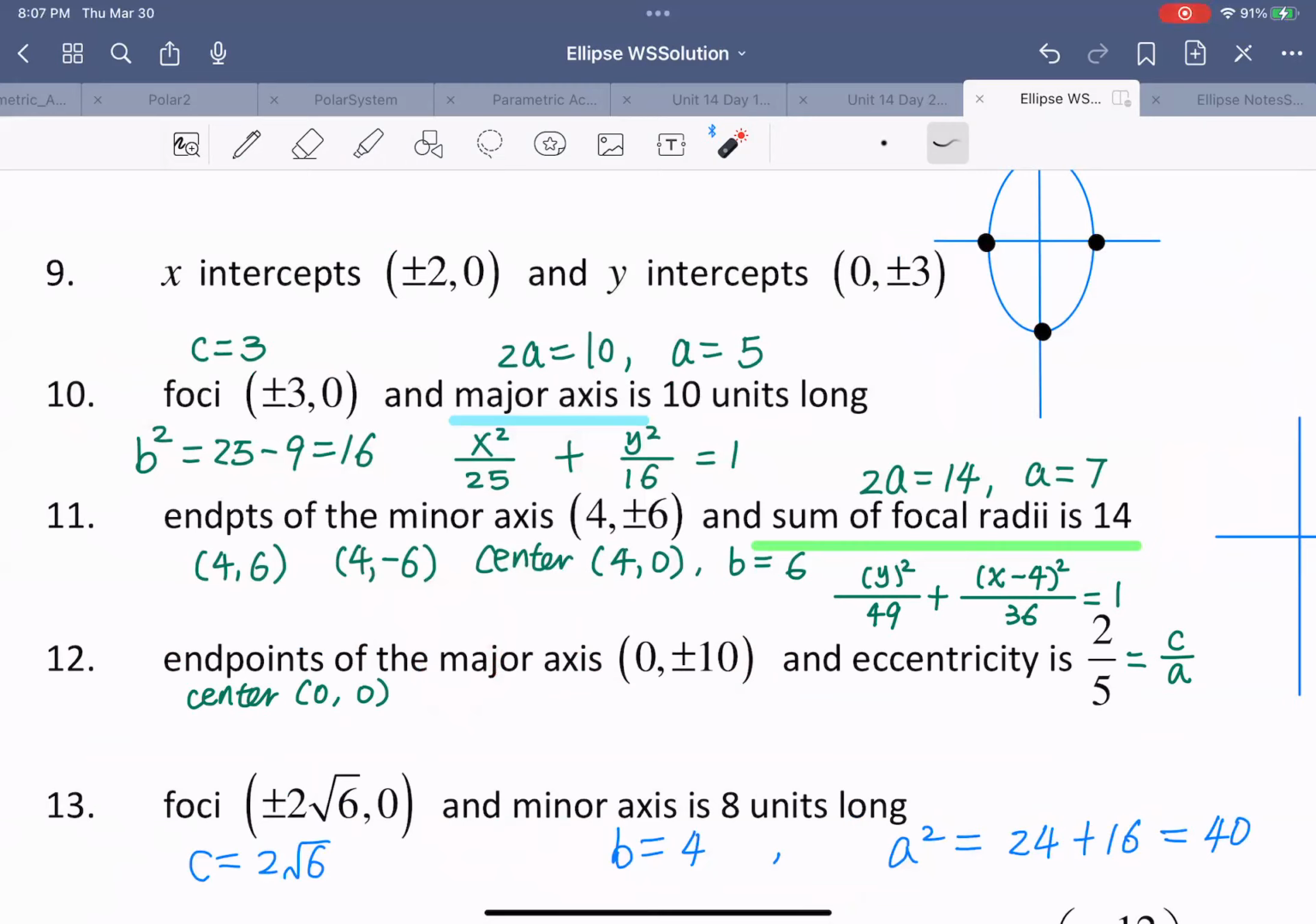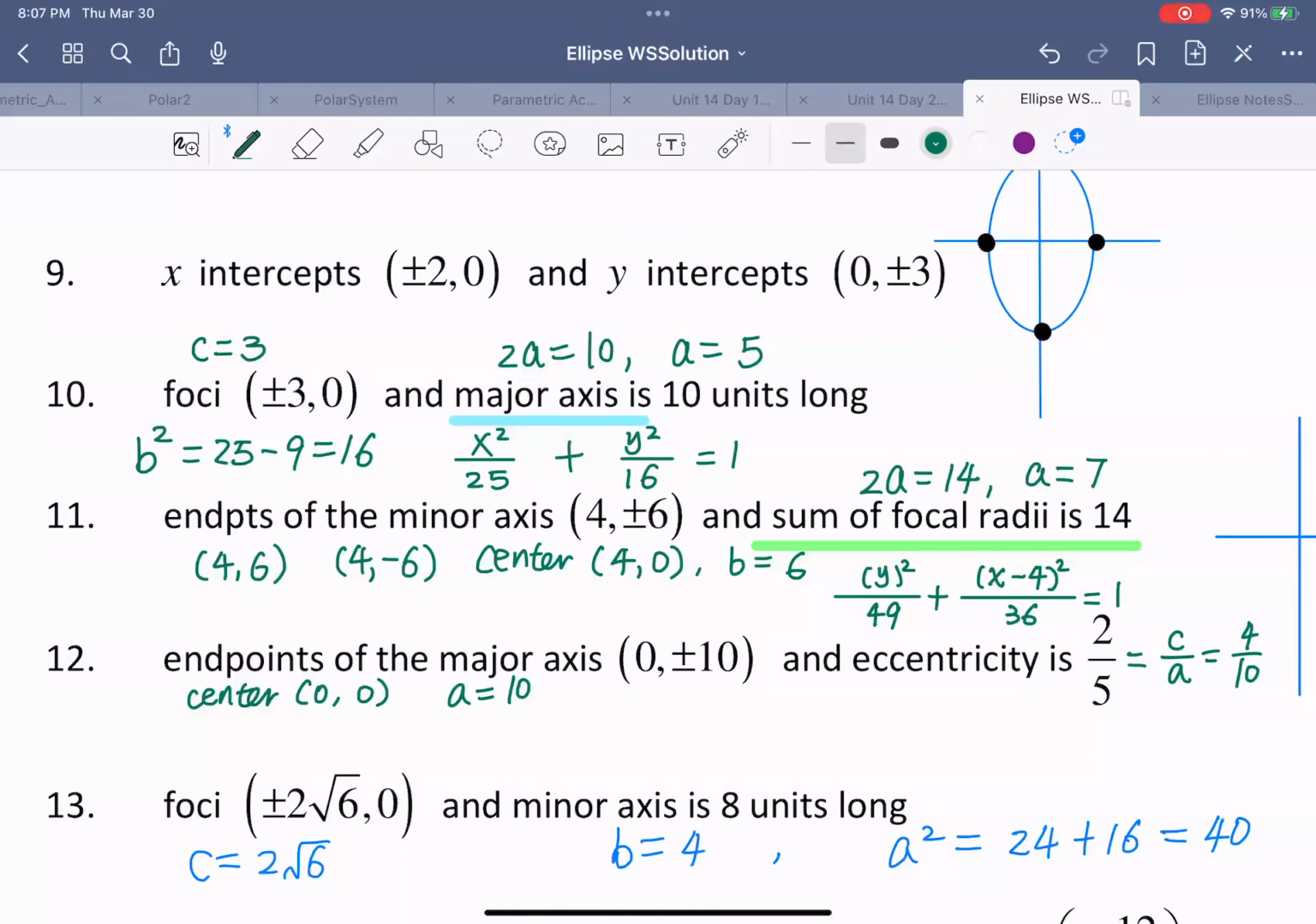Vertical? Yes. From 0 to 10, that's whose value? A, yes, that's A, right? From 0, 0, you go up by 10, go down by 10. These are the two endpoints of the major axis. Now you have A is 10. So your C is? 4.